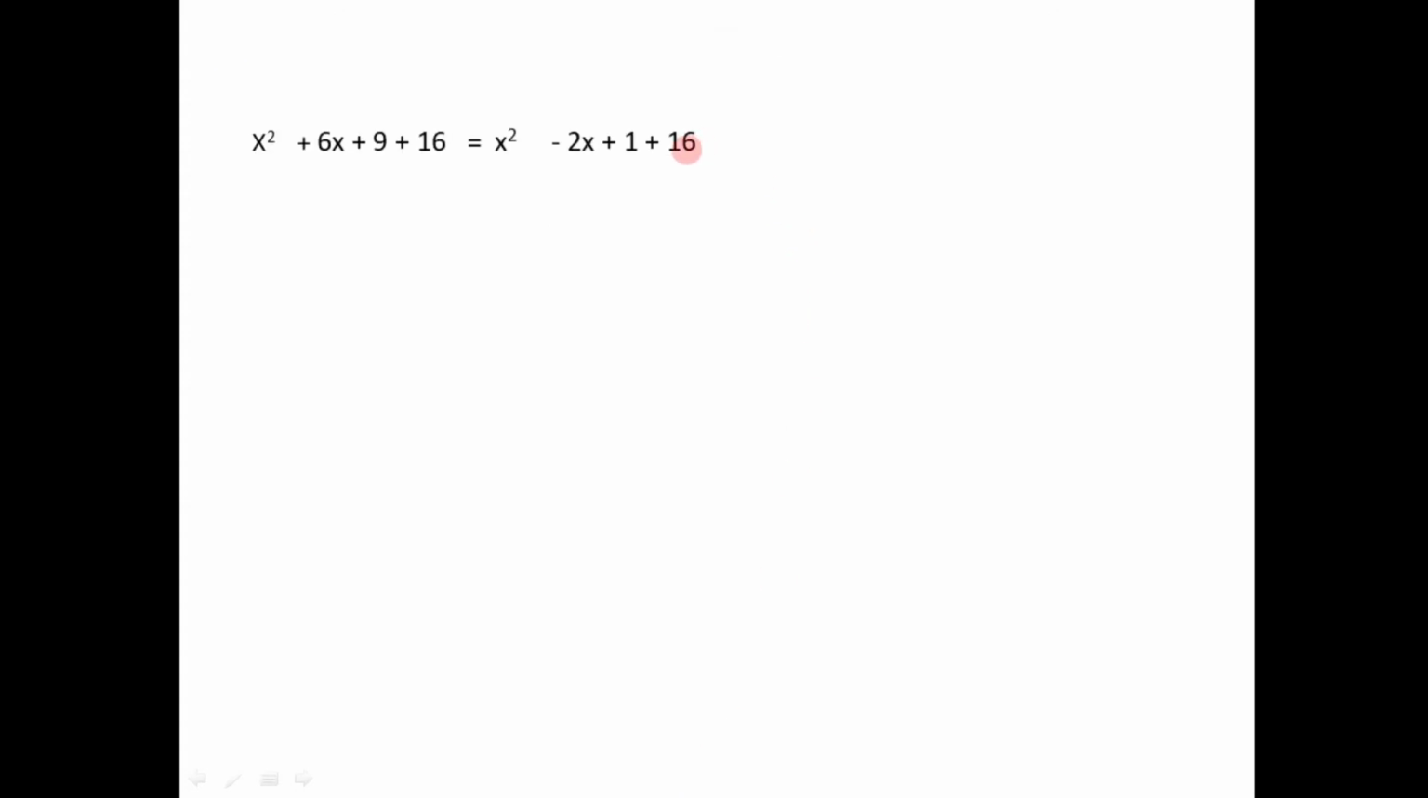Now on both the sides x square will get cancelled. So the next step will be 6x plus 9 plus 16, that's 25, is equal to minus 2x plus 1 plus 16, that is 17. If we take minus 2x to the left hand side, we will get 6x plus 2x, that is equal to 17 plus 25. Coming to the right hand side, it will be minus 25. So 6x plus 2x, that's 8x, is equal to 17 minus 25, that's minus 8.